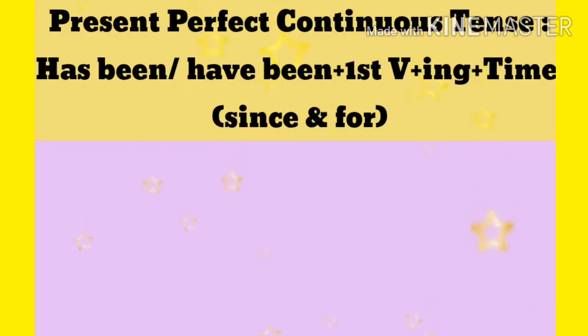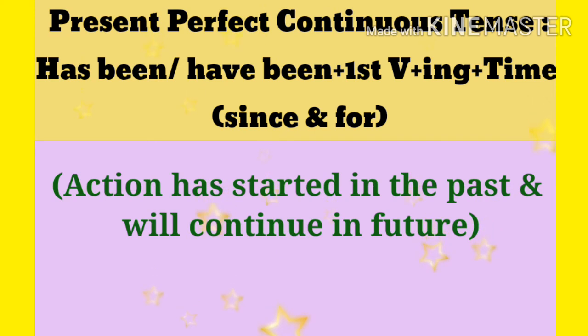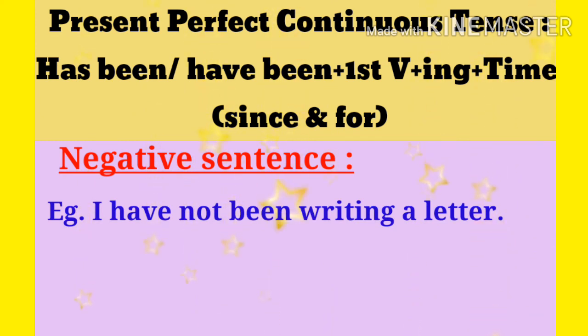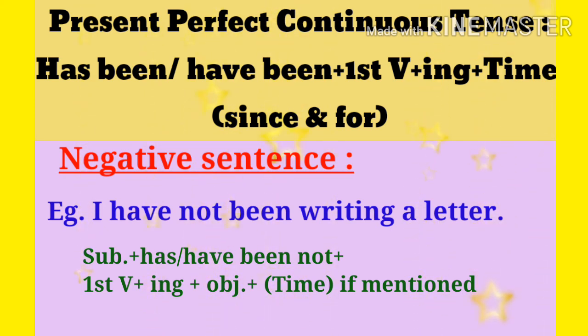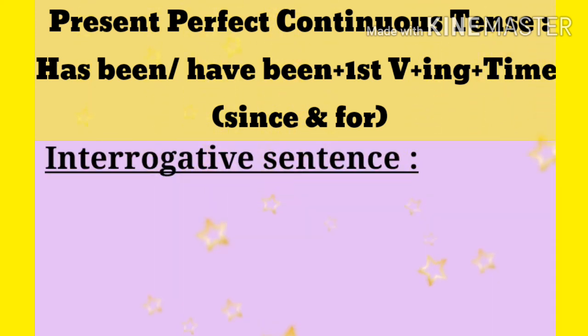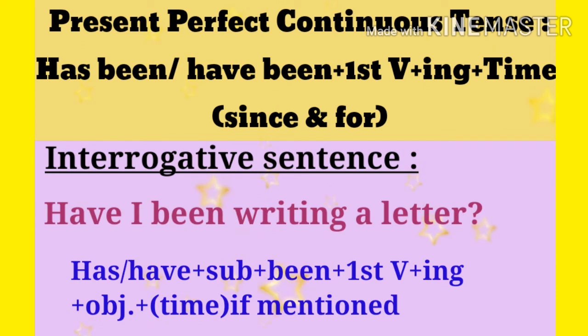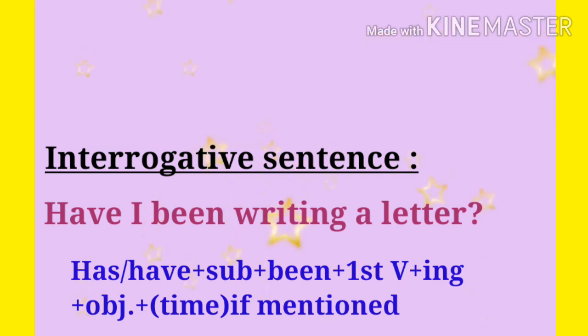The next form is present perfect continuous. It means action has started in the past and will continue in future also. Example, I have been writing a letter. Negative sentence, I have not been writing a letter, and the sentence structure is subject, has been, have been, not, first verb, ing and time. Interrogative sentence, have I been writing a letter? Sentence structure: has, have, subject, been, first verb ing and object.